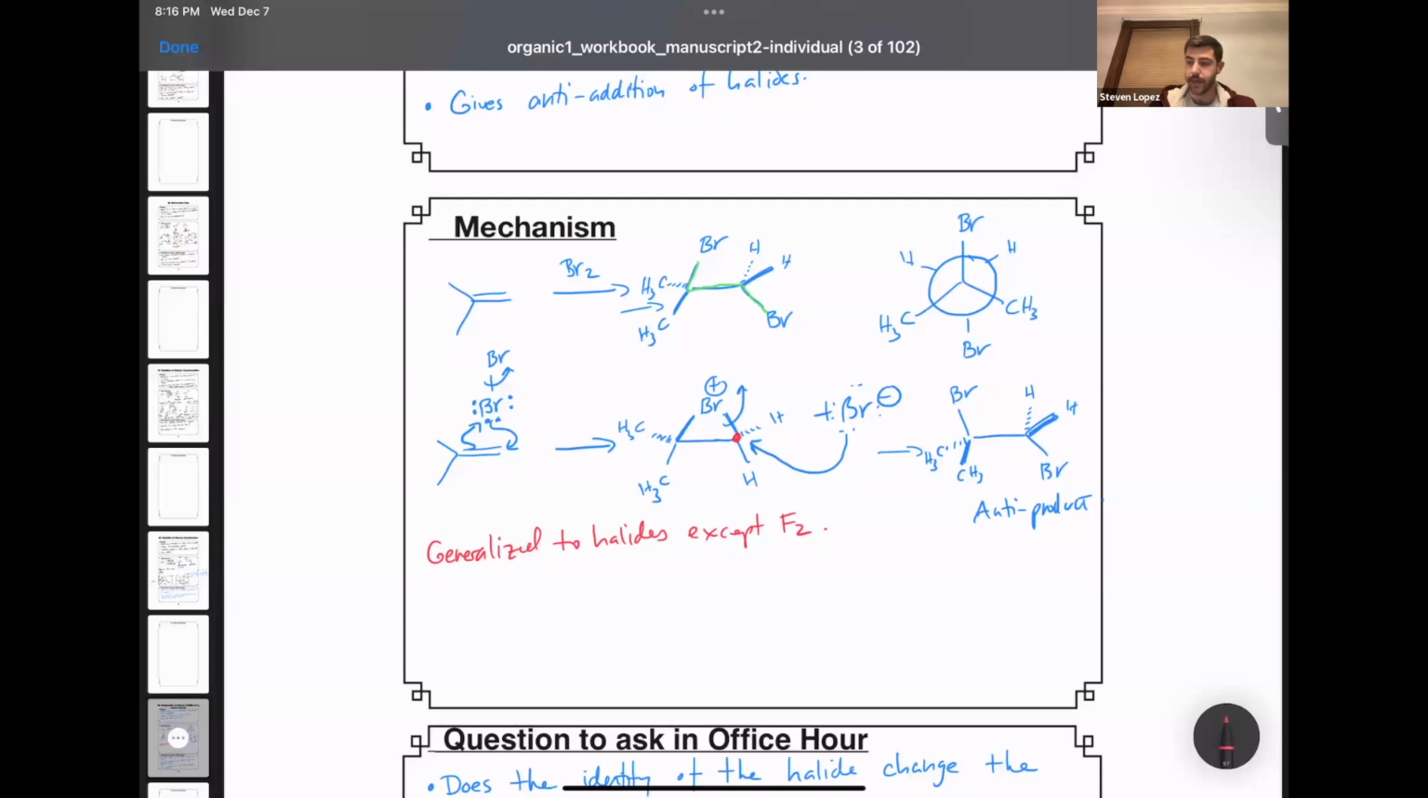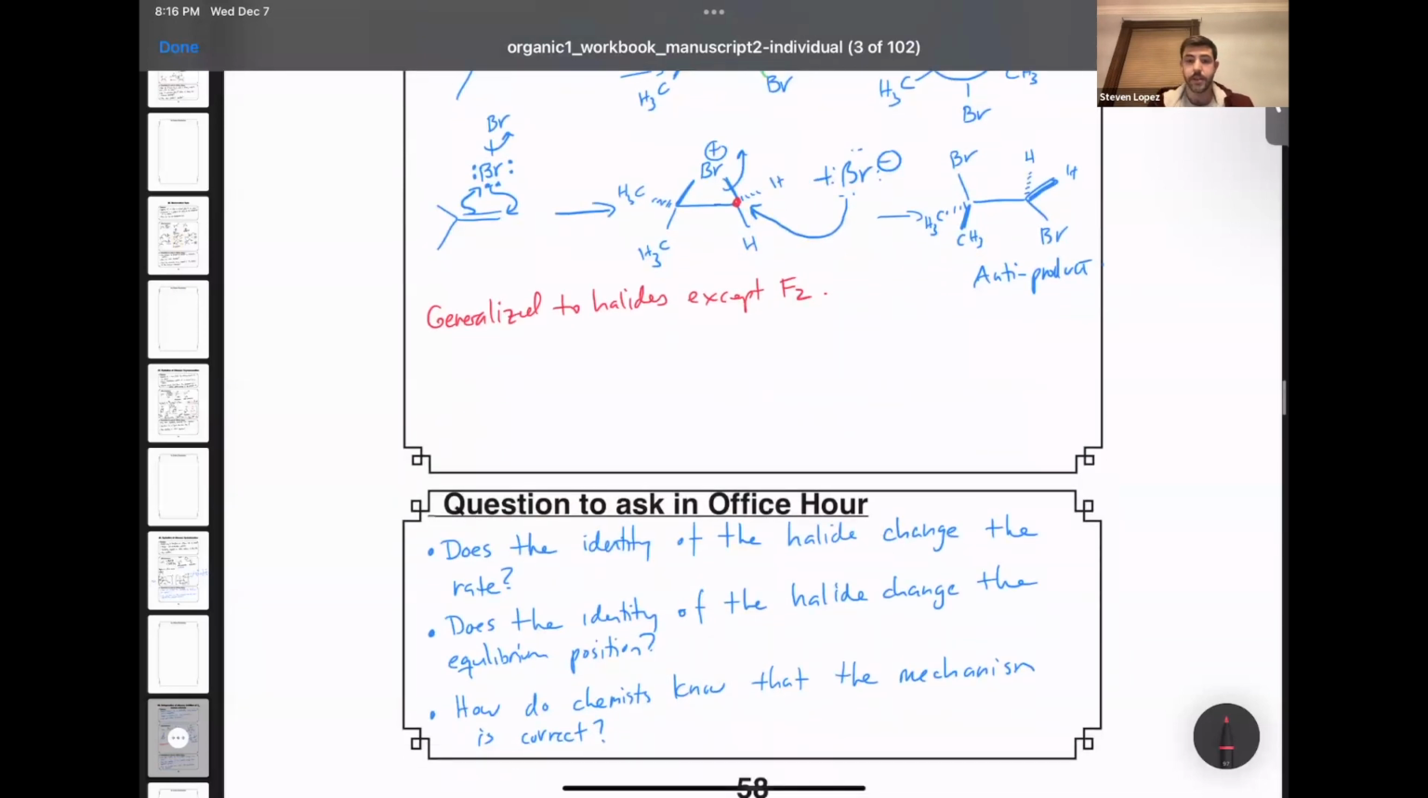Okay, so here's some questions you might ask in office hour. 1, does the identity of the halide change the rate? 2, does the identity of the halide change the equilibrium position, that is the equilibrium constant? And 3, how do chemists know that the mechanism is correct? How do we know that this concerted initial step followed by an SN2 style nucleophilic attack is the right mechanism?